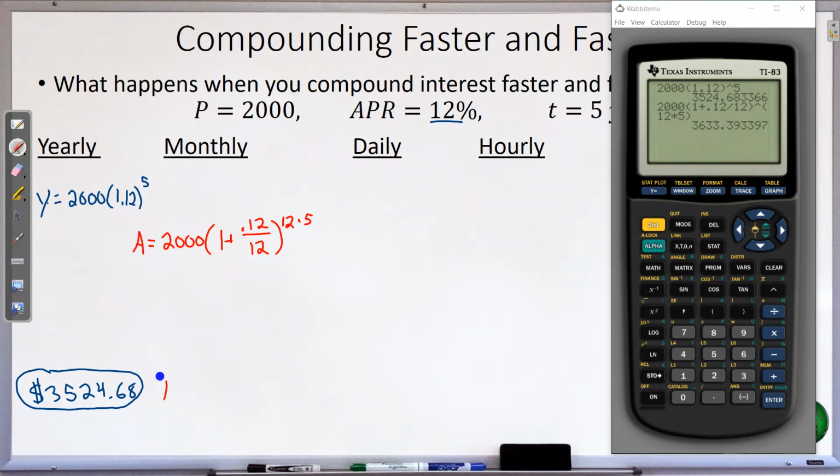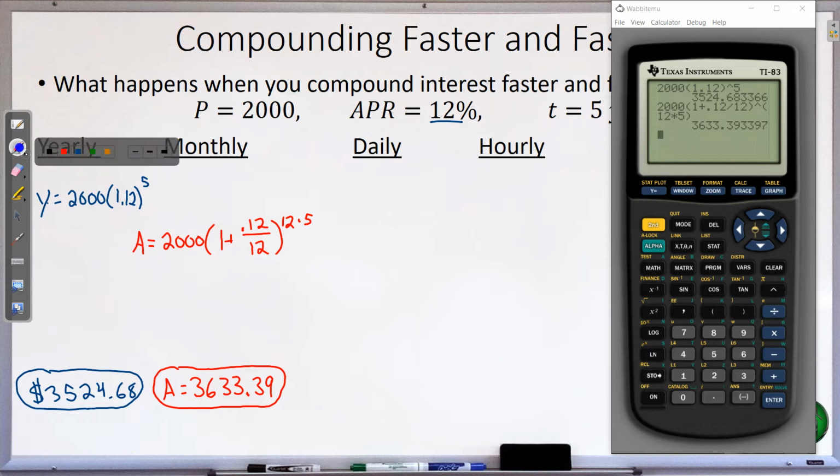And our amount is 3,633 and 39 cents. So you can see it definitely got bigger. 3,500 up to 3,600 now. So as we're compounding more often, it certainly looks like we're getting more and more expensive here. All right, now let's try daily.